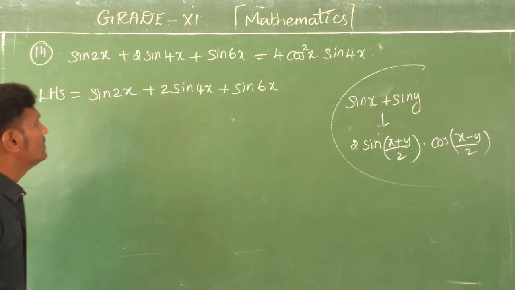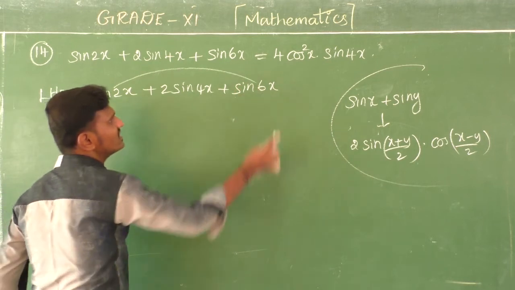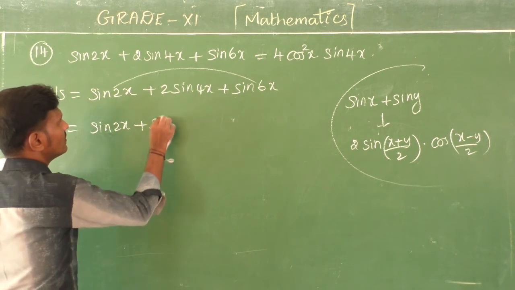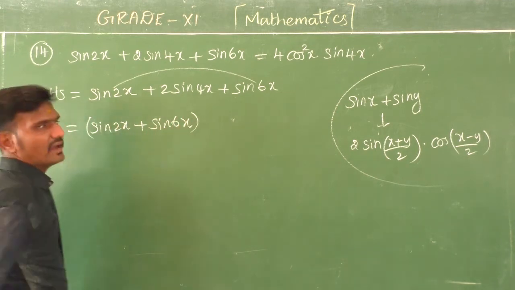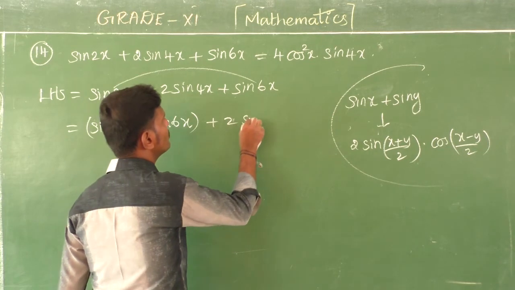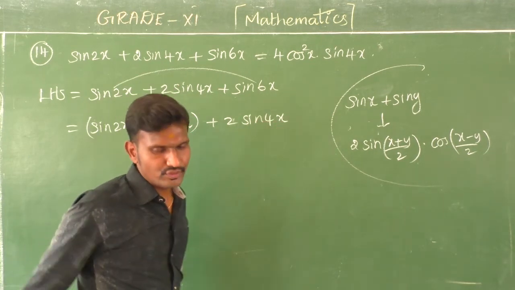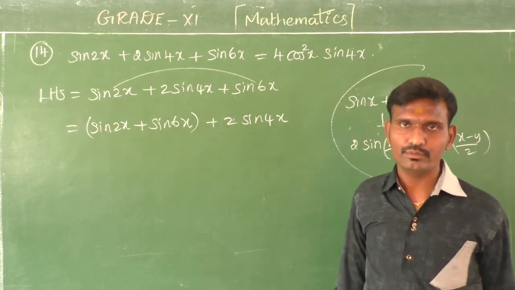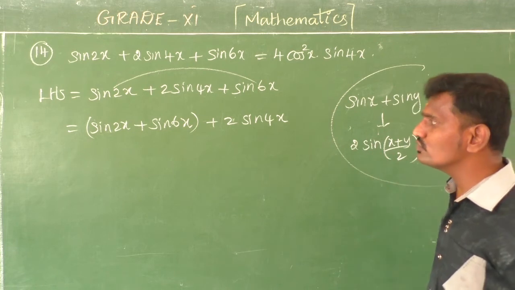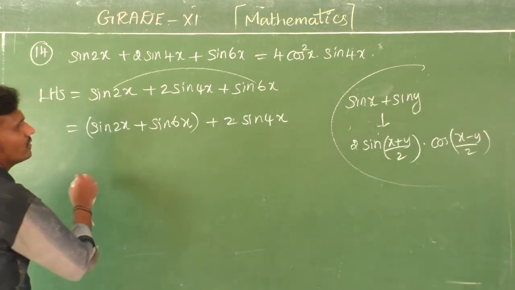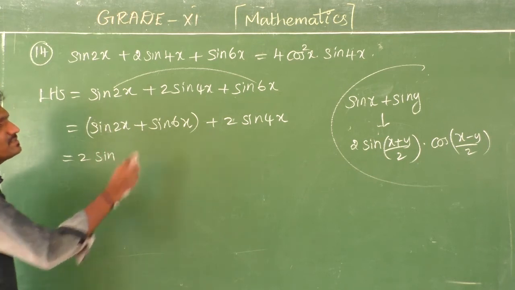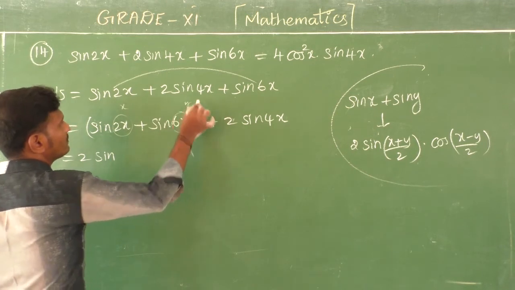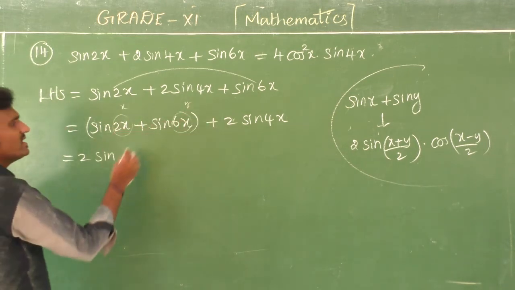Okay, fine. Now I am going to collect the first and third terms. What are the first and third terms? Sin 2x plus sin 6x. Put one bracket. And what is the remaining term? 2 sin 4x. Now we have to use the formula of sin x plus sin y. What is the formula? 2 sin x plus y by 2. Now substitute. What is the value of x? Consider this is x and that is y. So what will come? 2x plus 6x.